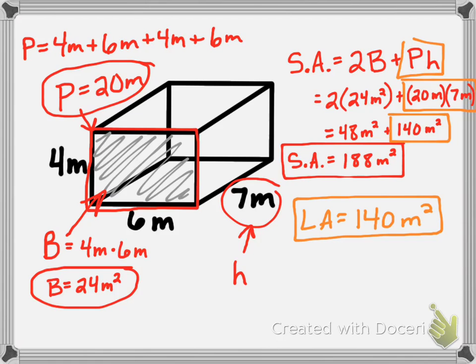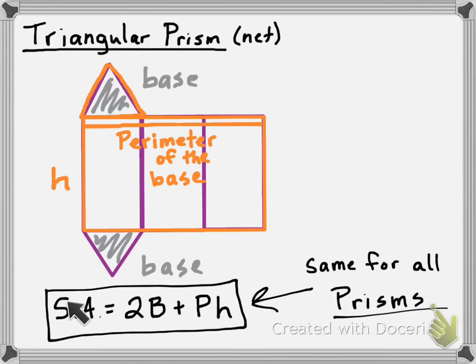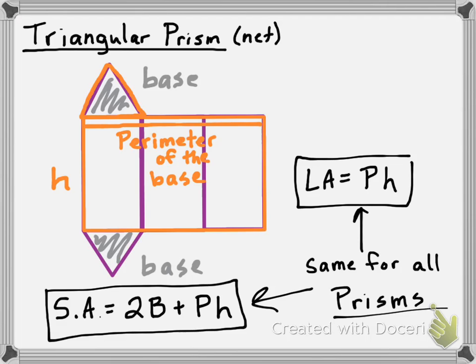Okay, so as you can see, this is our formula for surface area for all prisms and cylinders, and this is the formula for our lateral area for all prisms and cylinders. The surface area is the whole thing, and the lateral area is just the rectangle in the middle without the bases. So now we should be able to calculate surface area and lateral area for all prisms and cylinders.